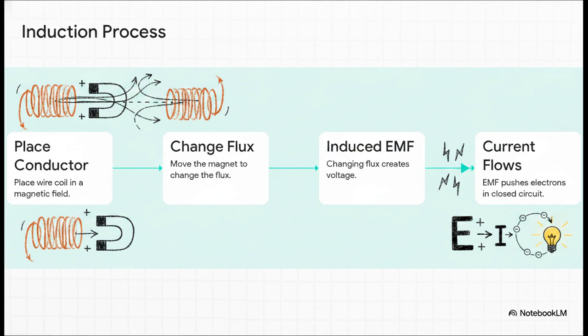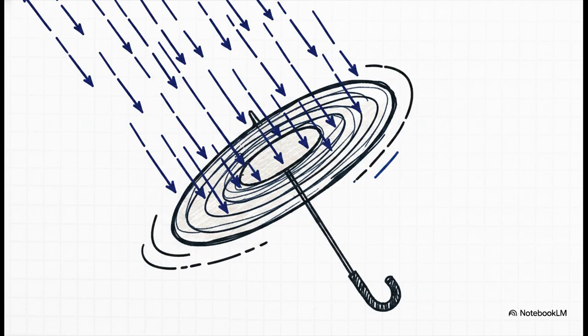Step 3. Because the flux is changing, an EMF, that voltage push we talked about, is induced across the conductor. And finally, step 4. If our circuit is closed, that EMF pushes the electrons and electric current flows. But remember, the very second you stop the motion, the current stops dead. Let's build on this with another everyday analogy, just to make sure it really clicks.